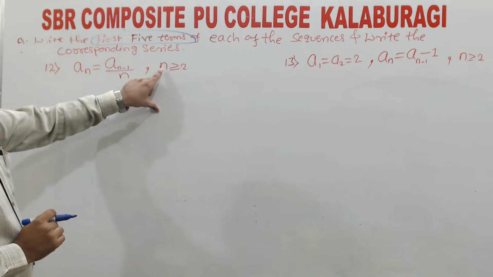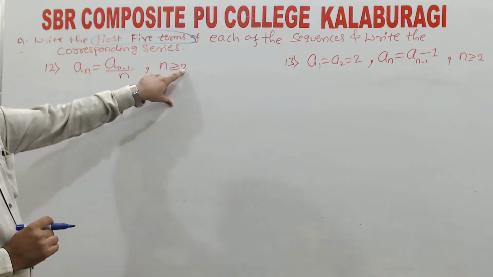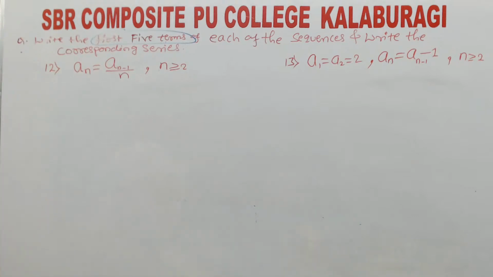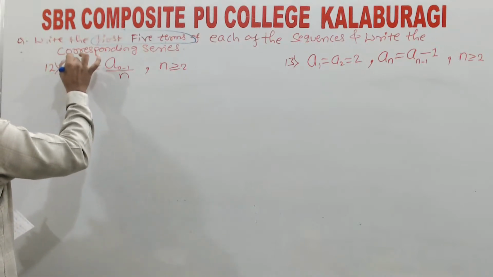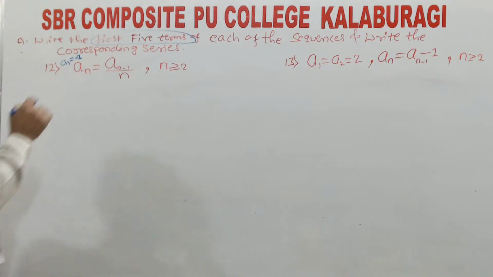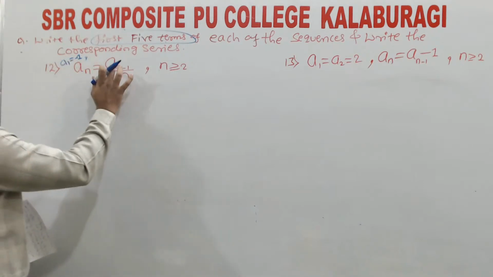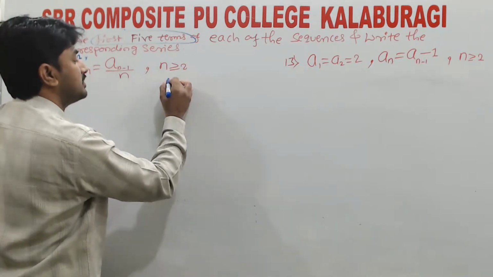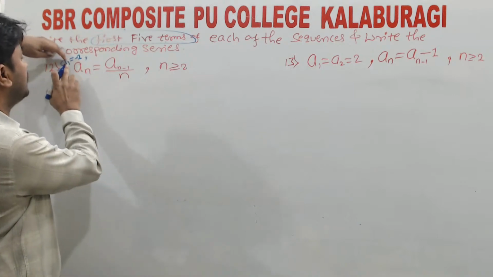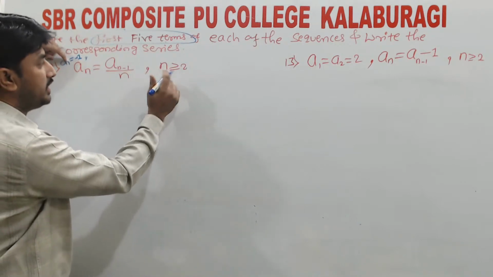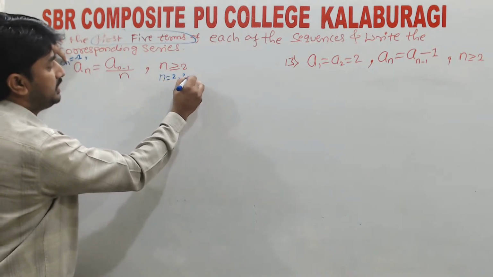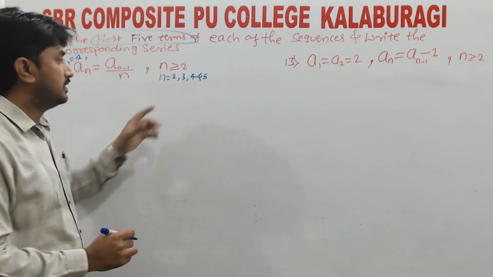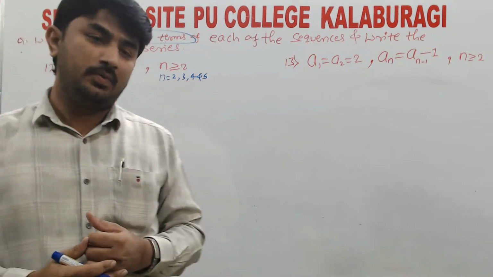They are given n is always greater than or equal to 2, which means it has some condition. The given condition is a1 = -1. And the next, a_n = a_{n-1}/n, where n is greater than or equal to 2. Since we already know the value of a1, the first term, we take n equal to 2, 3, 4 and 5. We get the second term, third term, fourth term and fifth term values.